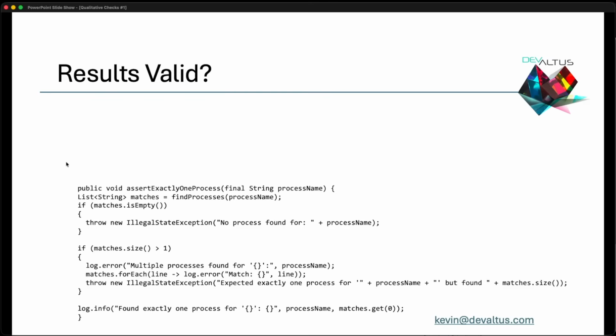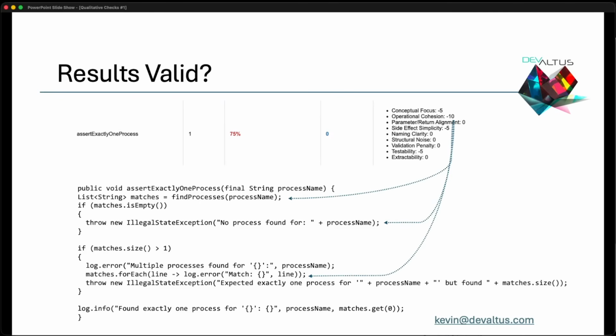It's a public method. It takes a string of the process you're looking for. It pulls out, finding process. It checks if it's empty or if it's greater than 1. Otherwise, you're good to go. But the AI is telling me that I've only got 75% of this. Well, let's look at this a little bit better.